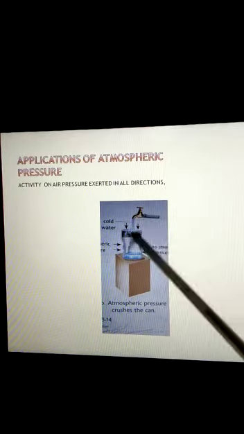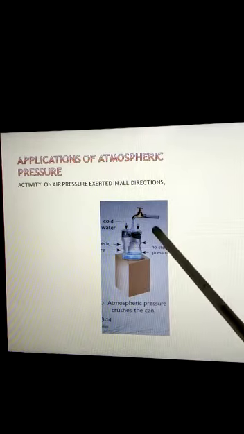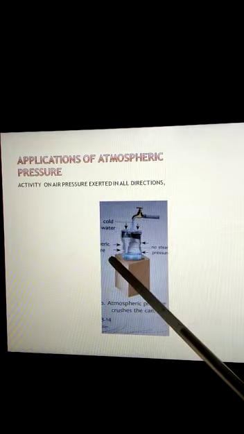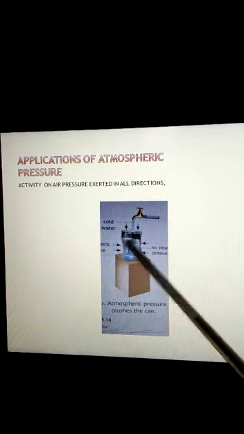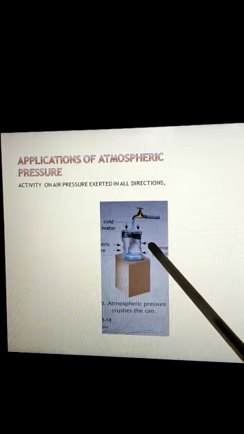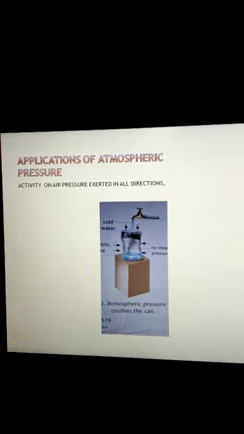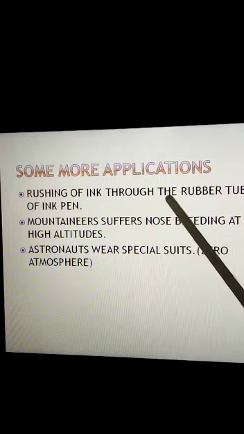What will happen? The vapor comes out, which creates less pressure inside, and when cold water is poured over it, the atmospheric pressure from outside is more. Thus, because of more pressure outside and less pressure inside, a pressure difference is created and the can crushes inward.